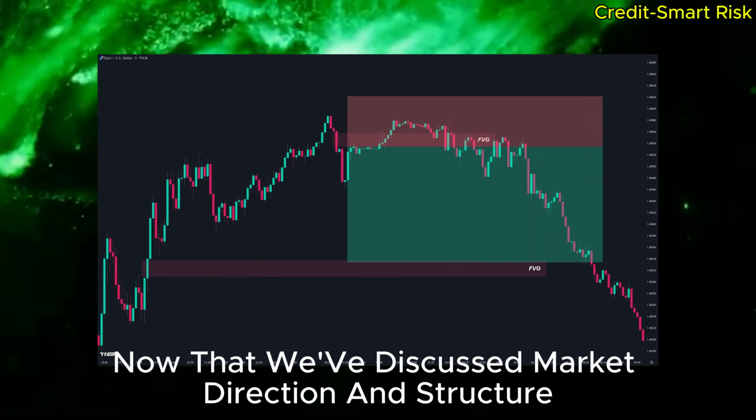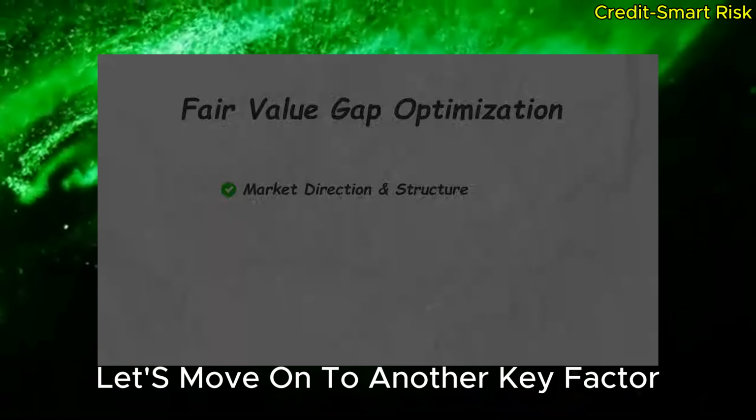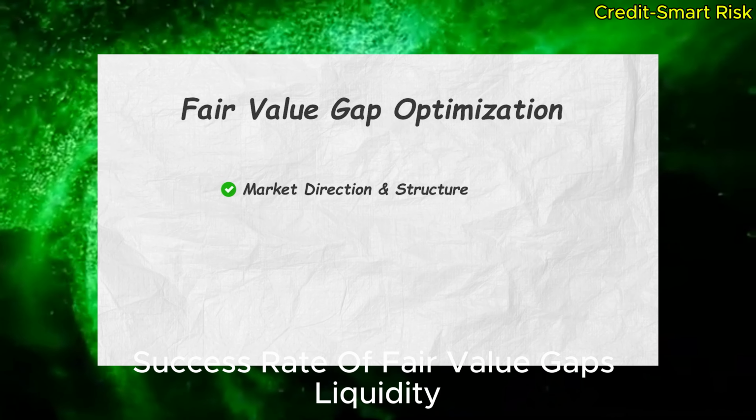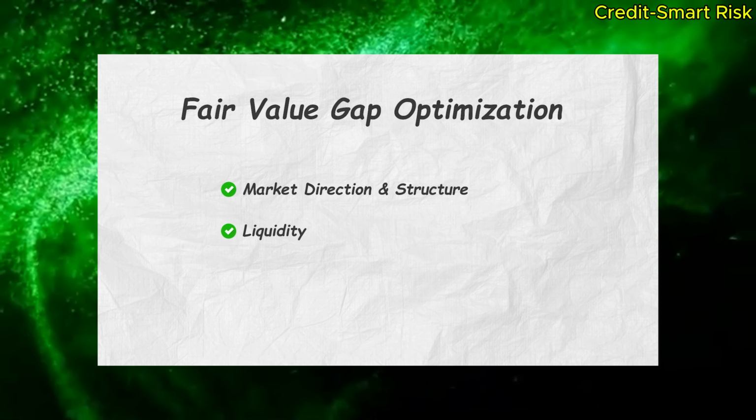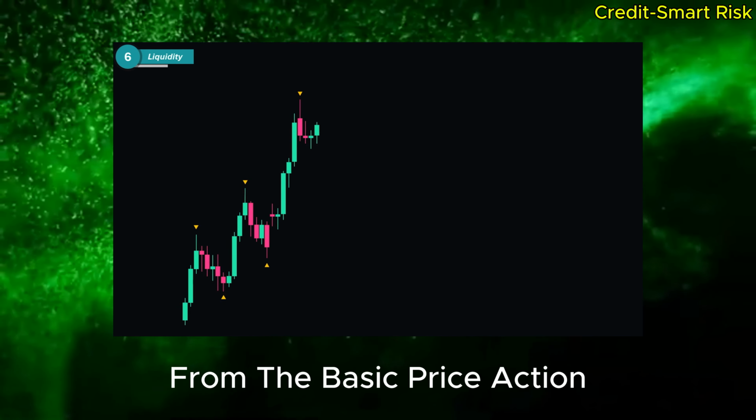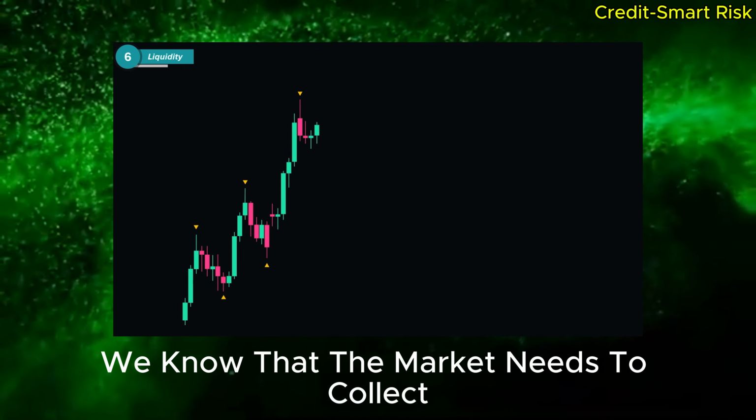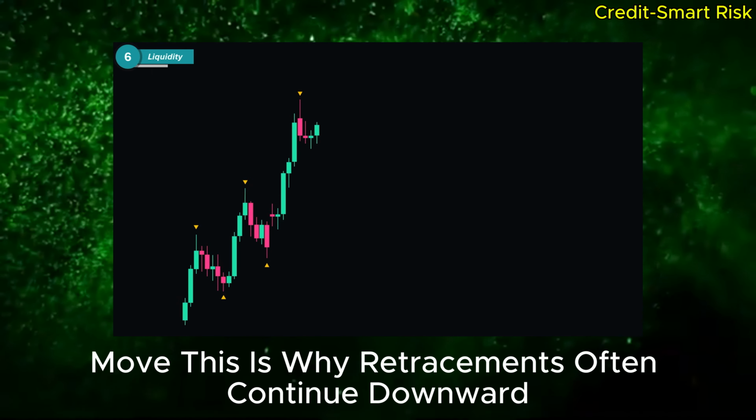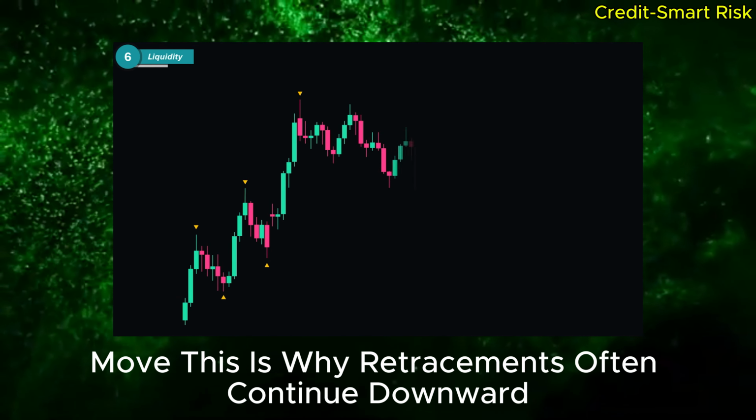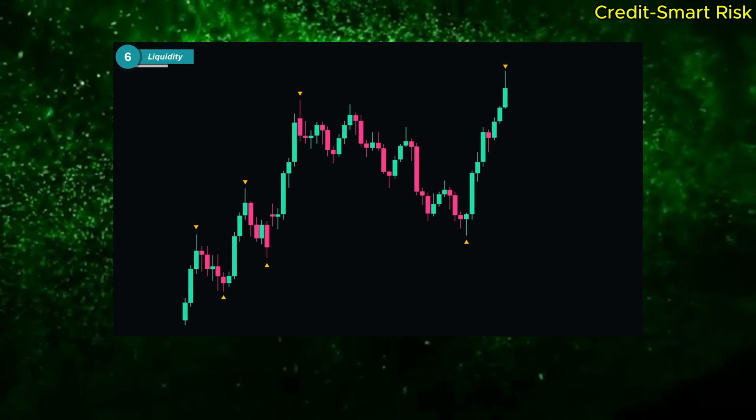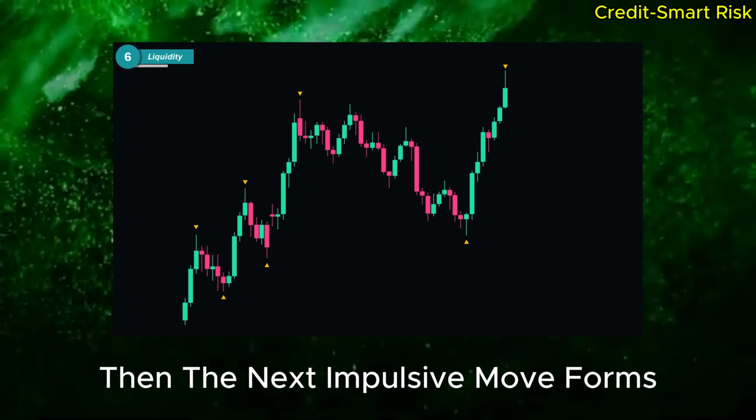Now that we've discussed market direction and structure, let's move on to another key factor that can significantly improve the success rate of fair value gaps: liquidity. Liquidity plays a major role in price movements. From the basic price action, we know that the market needs to collect enough liquidity before initiating the next impulsive move. This is why retracements often continue downward until they reach a price where sufficient liquidity is available. Then the next impulsive move forms.